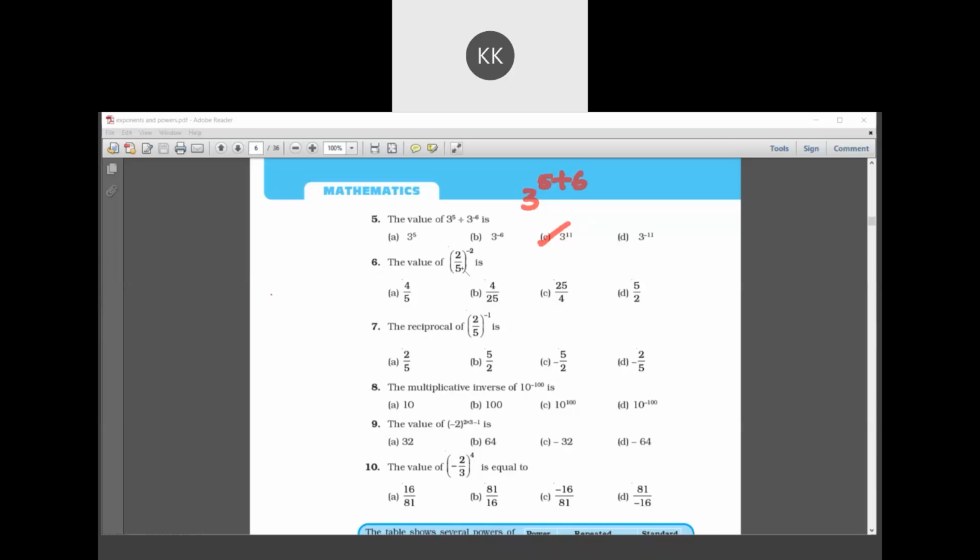The value of 2 by 5 to the power minus 2 is? Sir, option C, 25 by 4. This becomes the reciprocal as I had mentioned. Yes, sir. So this becomes 5 by 2. It has gone here. 5 square by 2 square will happen, sir. Yes, sir. 25 by 4. Yes, sir. It's very difficult to write in this annotated.